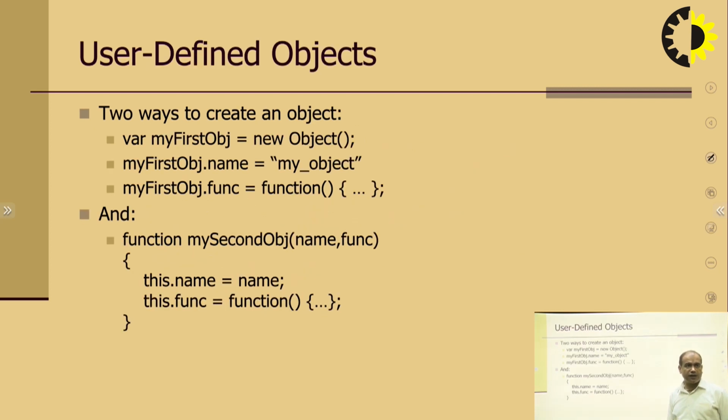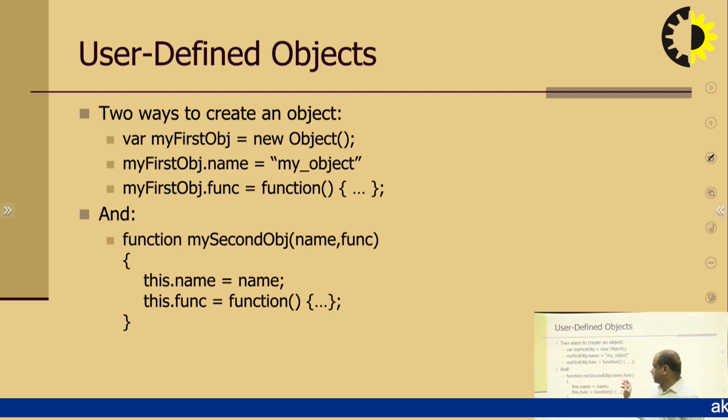Clear? Next we are talking about user defined objects. There are two ways to create an object. First is where my particular variable name is equal to new Object, and we define the value for a particular name, my object, and function of that particular object. Next, the second way, my second function, my second object: we define arguments, name and function. this.name equals name, this.function equals function, by using this.